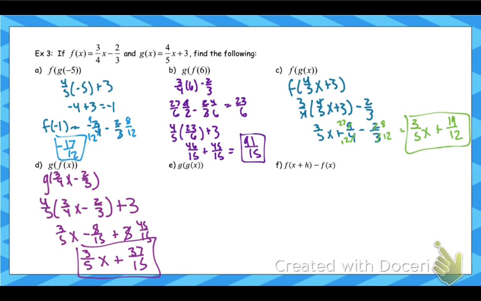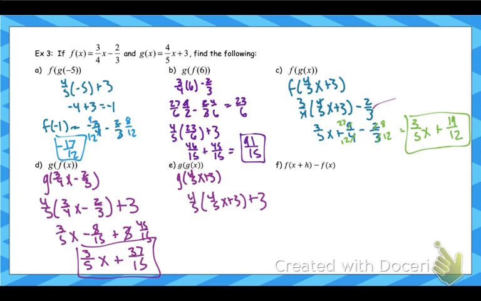All right, g of x. So again, you don't have to use a different function. I can actually put a function within itself. So I'm going to do g of 4/5 x plus 3. So this becomes 4/5 x plus 3 plus 3. I replaced the x with 4/5 x plus 3.